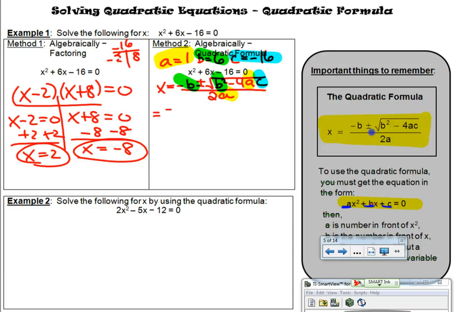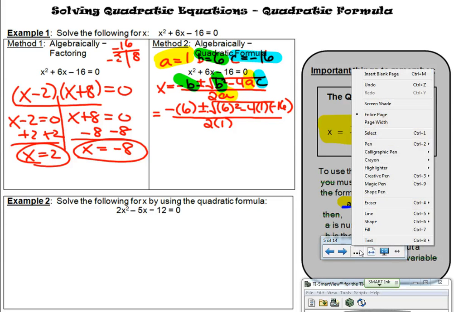It's going to be negative of the b number, which is 6, plus or minus the square root of the b number, 6, squared, minus 4 times the a number, which is 1, times the c number, which is negative 16. All of that over 2 times a, which is 1. All right, now I'm going to be honest, when I'm doing it myself, I fill in and do a few computations as I'm filling in.